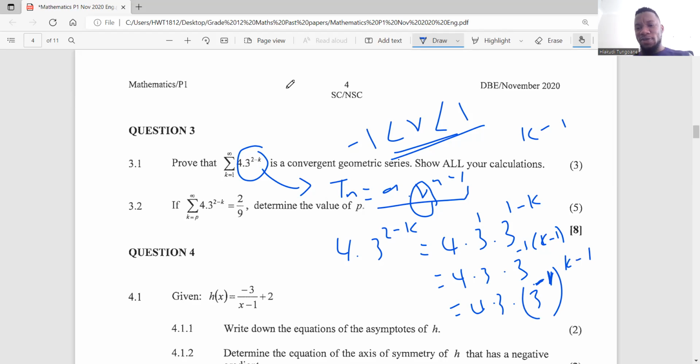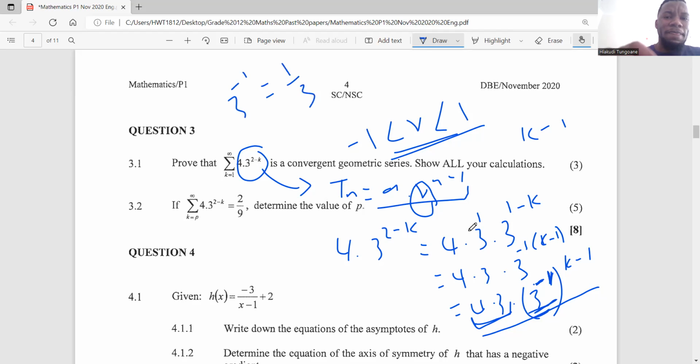So now we've written our formula in this form, because remember, the laws of exponents allow that. So 3 to the power of -1 is the common ratio, because now we managed to write it in this form. a equals 4 times 3, and this is a, and this is r. But when it's like that, it's not very helpful. So we know that 3 to the power of -1 is the same as 1 over 3, right?